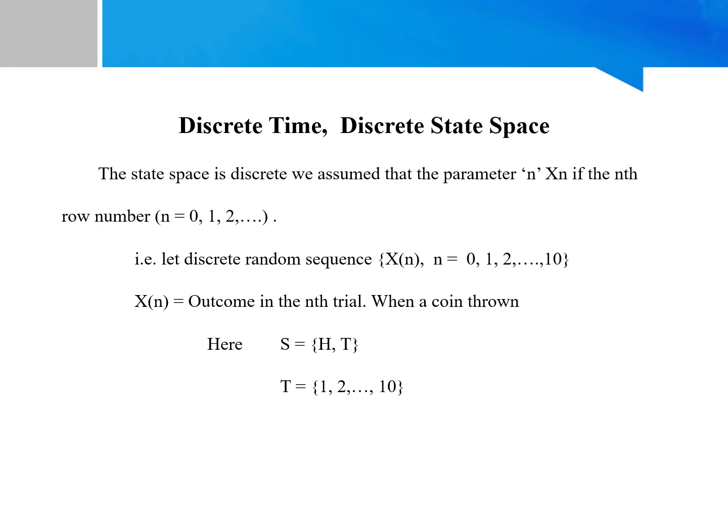Next, we see the discrete time, discrete state space. What we saw in the example is nothing but an example of a discrete time, discrete state space stochastic process. Here, the time will be discrete and the state space will also be discrete.